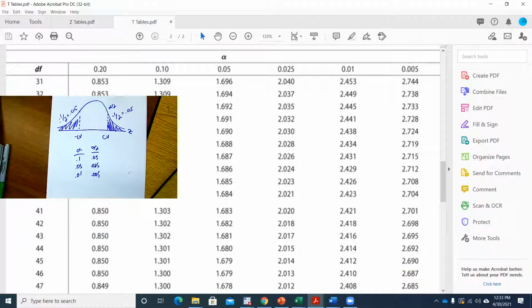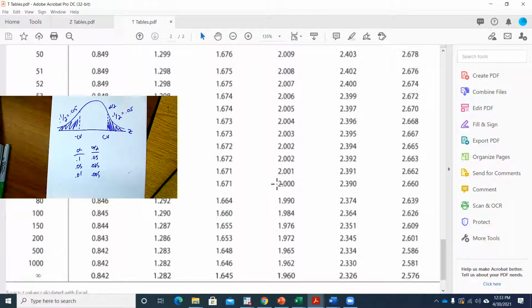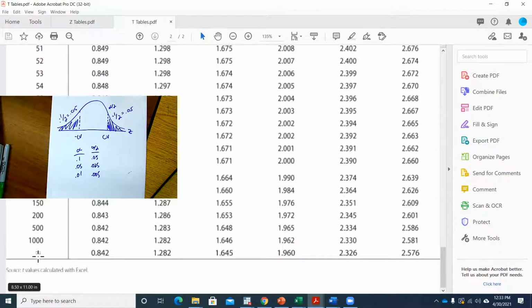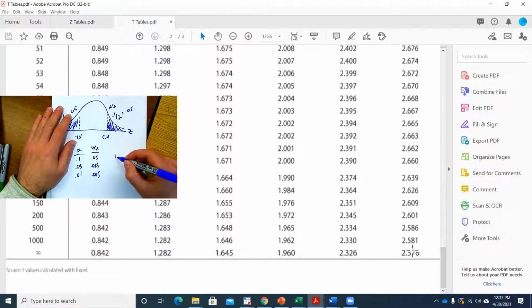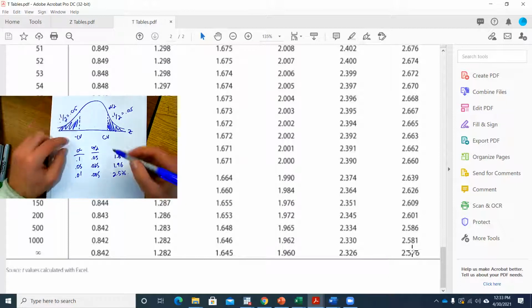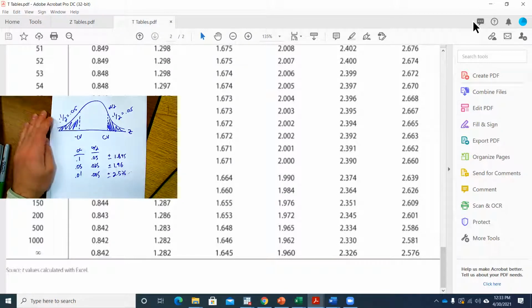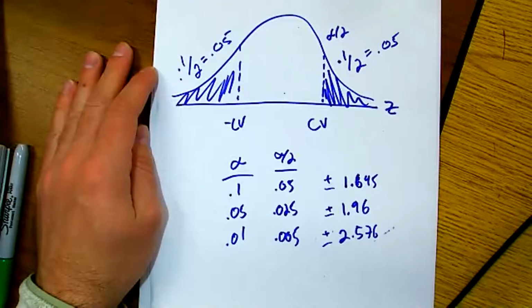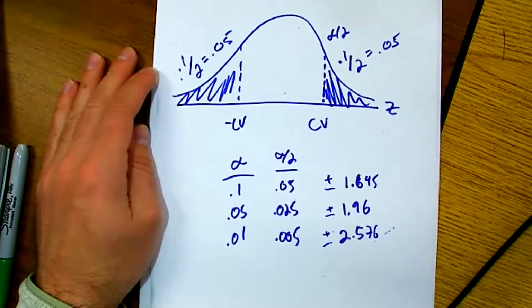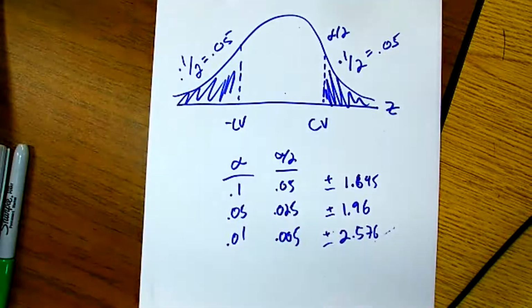And then I'll go all the way down to that very last row, which has a degrees of freedom of infinity, which would represent the normal distribution. So 1.645, 1.96, 2.576. But it's a two-tailed test, so I have pairs of critical values at each alpha, one positive, one negative. I think it's probably easiest to look these up on the student t-table in that very last row, but you could use the other method as well. And here are my three critical values. Okay.